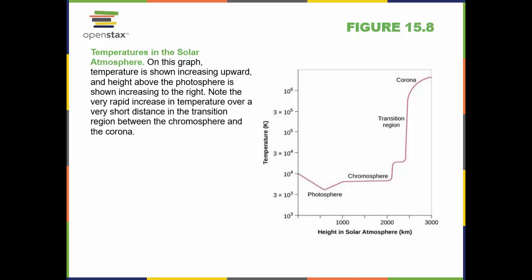the 4th Kelvin. Then in a very short period, so that took from about 0 to about 2,000 kilometers. And then we go from 10 to the 4th up to 10 to the 6th in only 500 kilometers. So in a very short distance, the temperature rises significantly.